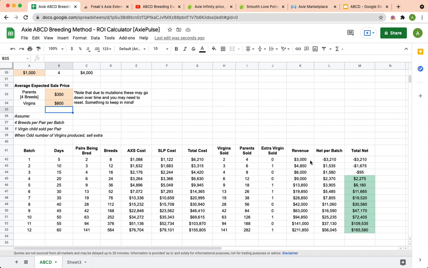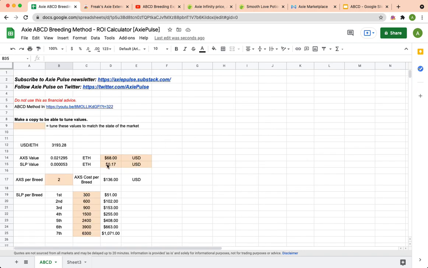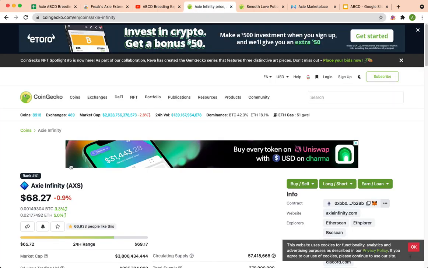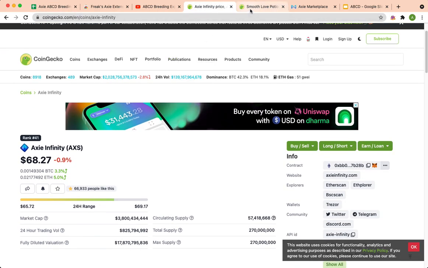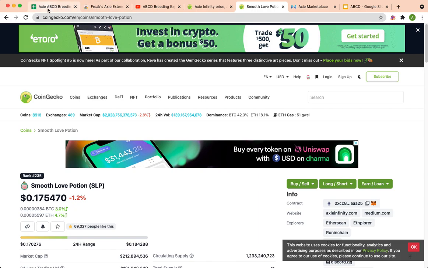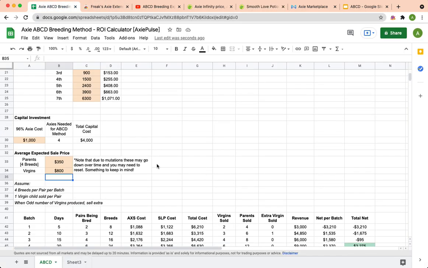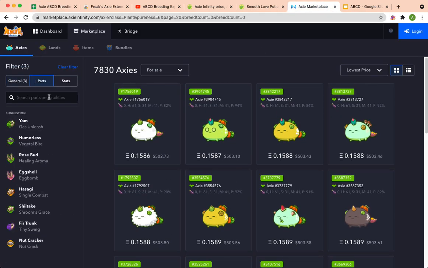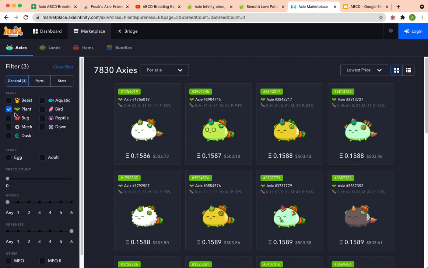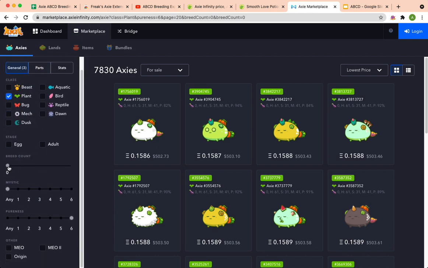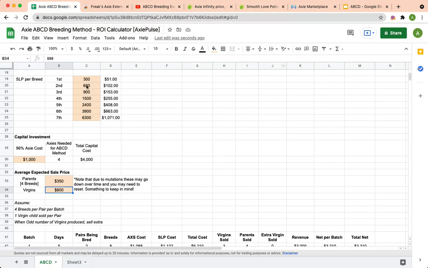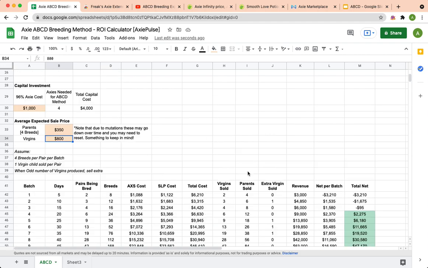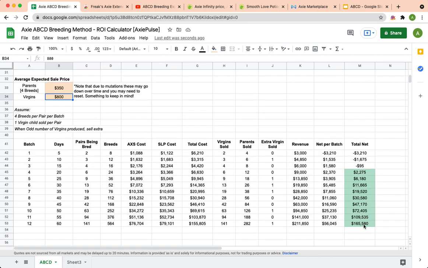So that's basically how the calculator works. For some of these numbers, you can pull them from places like CoinGecko, AXS value, SLP value, and just punch them in. And then obviously for the expected sale prices, you want to go into Axie and filter for whichever parts or whichever breed count, pureness that you will be looking to breed for. So yeah, you should have a good idea of if you can scale.